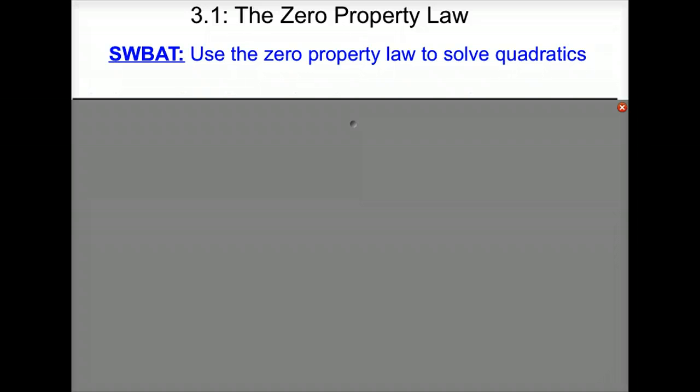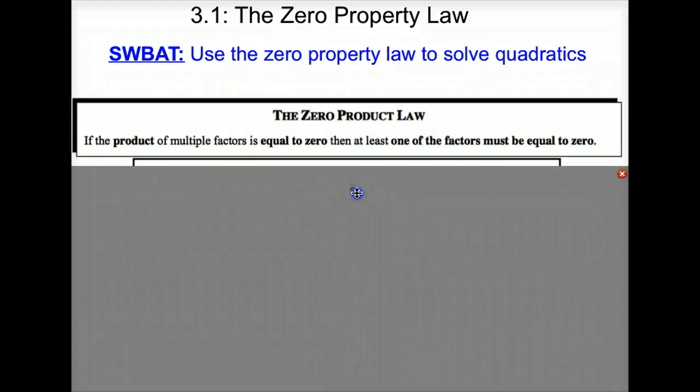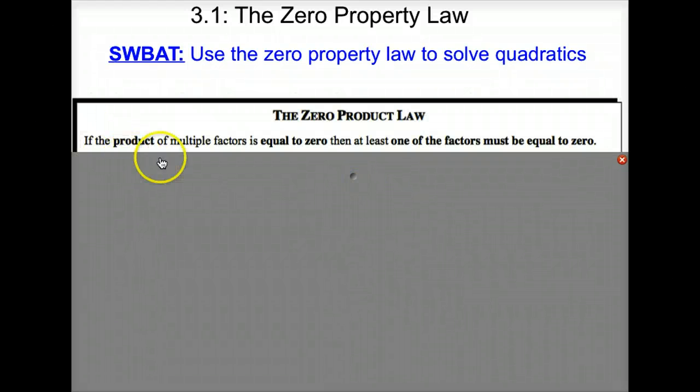For 3.1, it's called the zero property law, or sometimes you might see it as the zero product law. Same exact thing. So our objective today is that students will be able to use the zero property law to solve quadratics. So first thing we need to know is, what is the zero property law? The zero property law says if the product of any multiple factors is equal to zero, then at least one of those factors must equal zero.